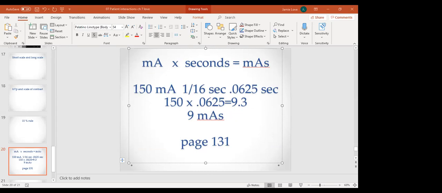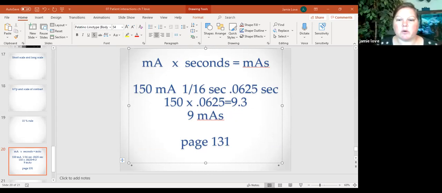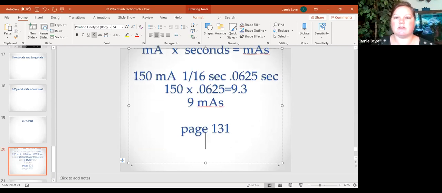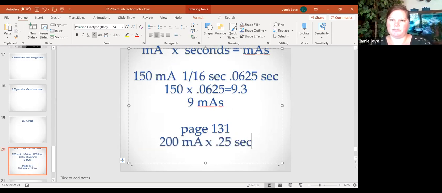Number 12, perform mass. That's what I'm going over now. Page 131 shows you the little box on this math formula. mA times seconds equals mass. So let's do 200 mA, and we're going to multiply it times 0.25 seconds. Let's see what our mass will be.